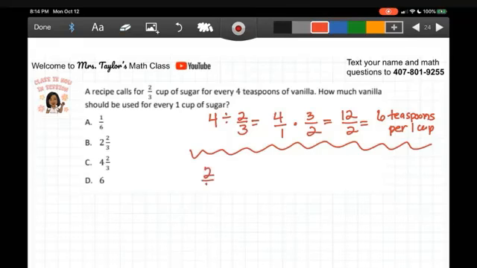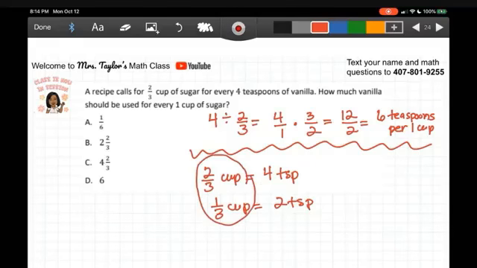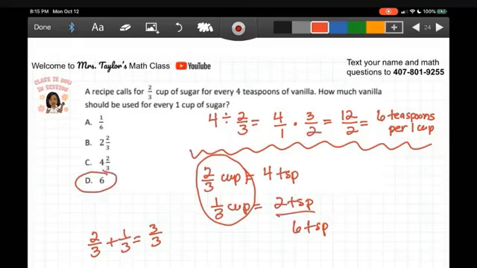Okay? And what you can do is cut it in half. If I have 1/3 cup, that means I need 2 teaspoons. Well, if you know anything about wholes, like making a whole part in a whole, you'll know that 2/3 cups plus 1/3 cup gets you 1 full cup. So that's 1 full cup of sugar. So if I have 1 full cup of sugar, that means I'm going to have 6 teaspoons of vanilla. That's another way of getting your answer. So the answer here would be D, 6 teaspoons. Okay, let's keep going.